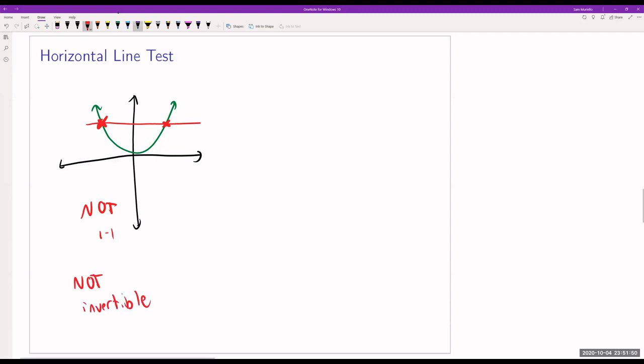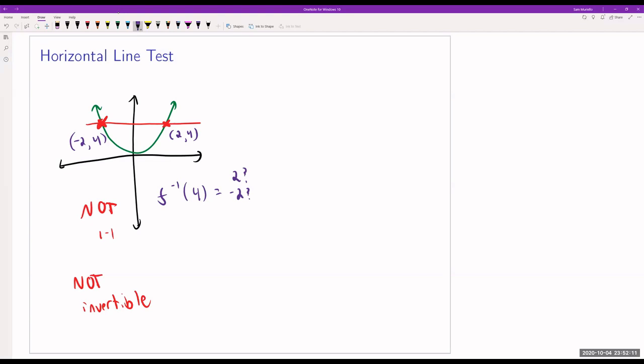Because the idea is that, well, if this is (2, 4), and this is (-2, 4), well, what would f inverse of 4 be? Is it 2? Is it -2? Is it both? Is it neither? None of those seem like the best option. We can't possibly take the inverse.